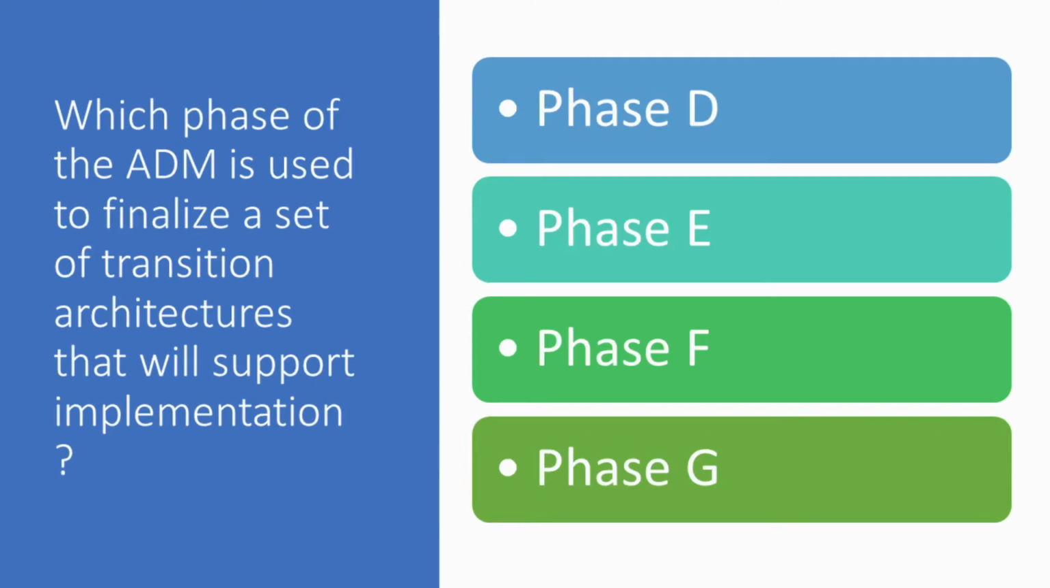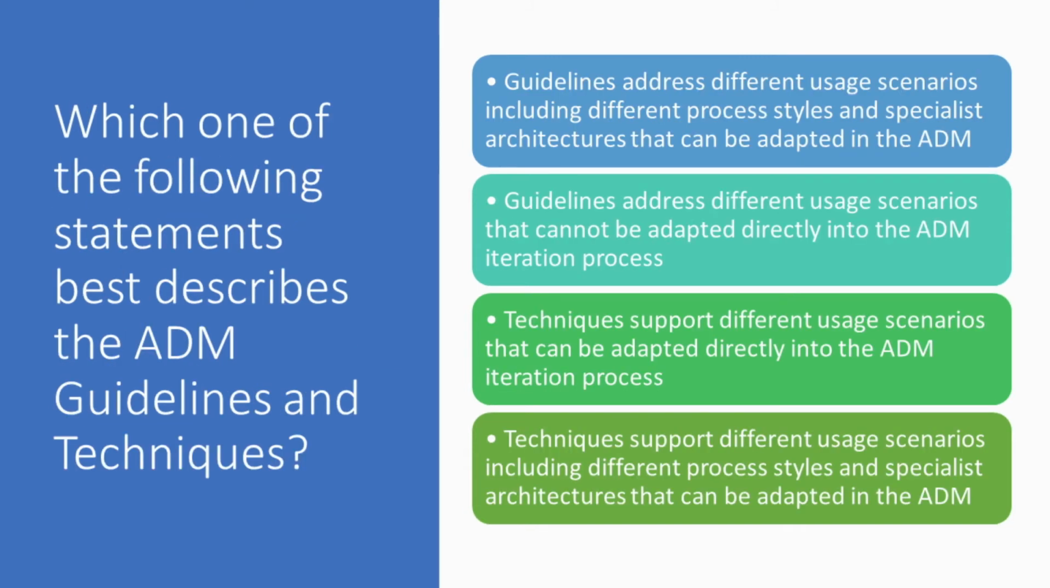Which phase of the ADM is used to finalize a set of transition architectures that will support implementation? Options we have: A. Phase D, B. Phase E, C. Phase F, D. Phase G. Correct answer for this question is option C, Phase F. Because it confirms the transition architectures defined in Phase E with the relevant stakeholders and finalizes them. Let's talk about the next question.